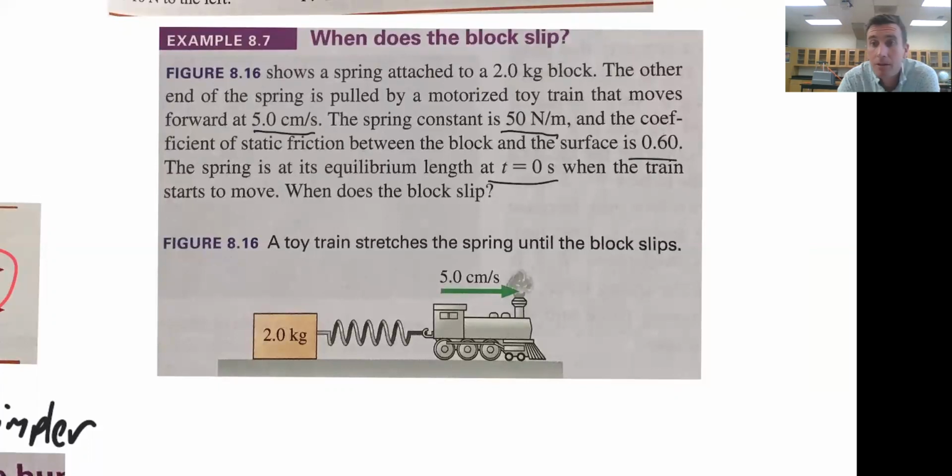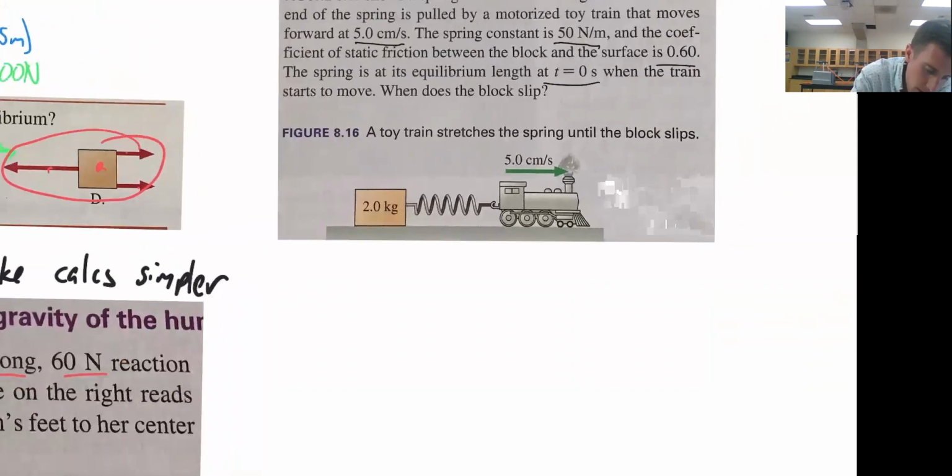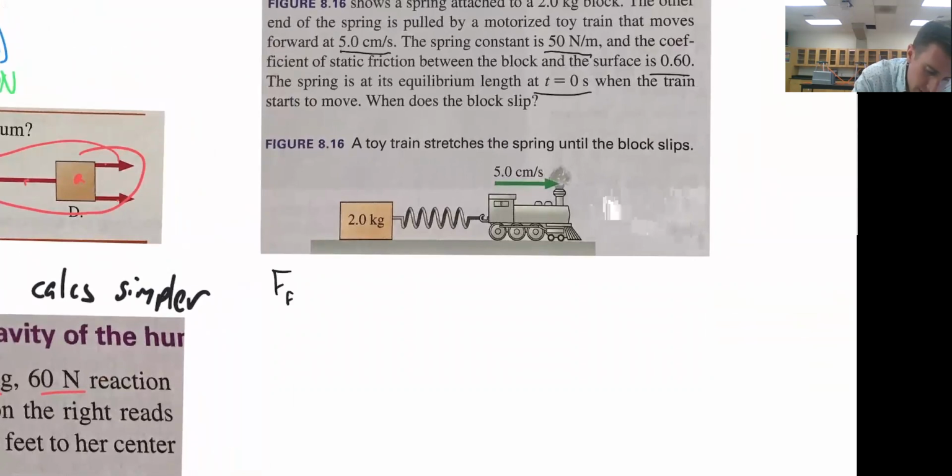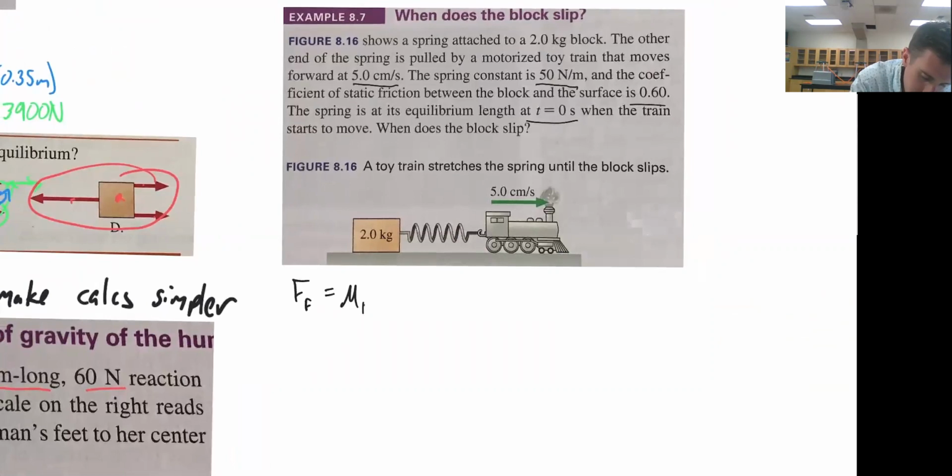Ooh, this is fun. Okay, so first I need to figure out what force is necessary to cause the block to slip. And that's the force of friction. So I can think back and remember that the force of friction is the coefficient of friction, static friction in this case, because it's sitting still, times the normal force. Okay? And the normal force is equal to the mass times the acceleration due to gravity, or the weight, right? Because normal up equals weight down on a flat surface, and this is a flat surface.